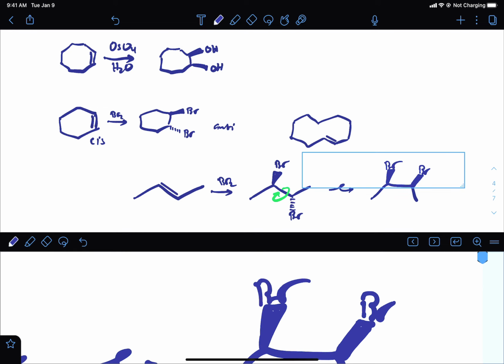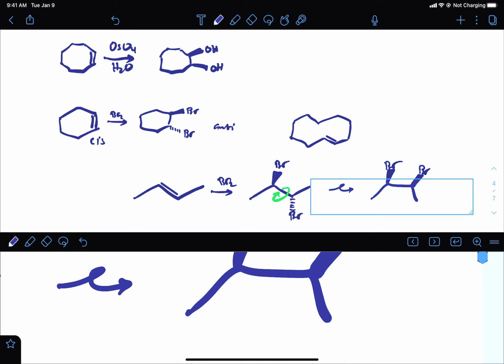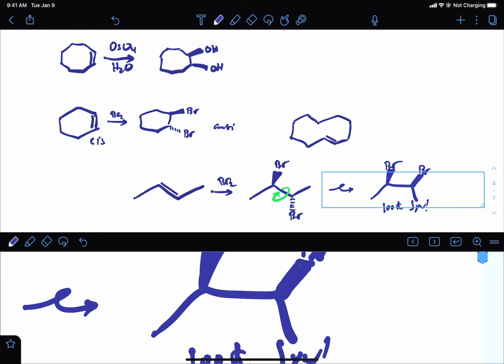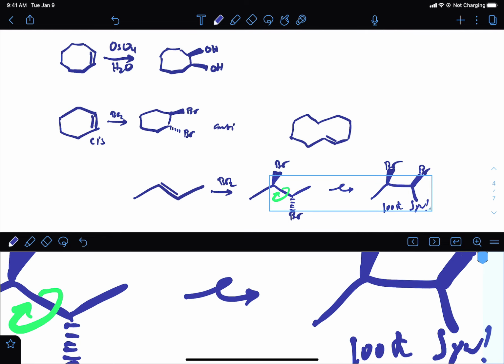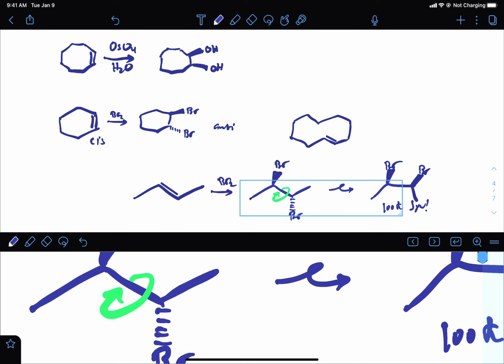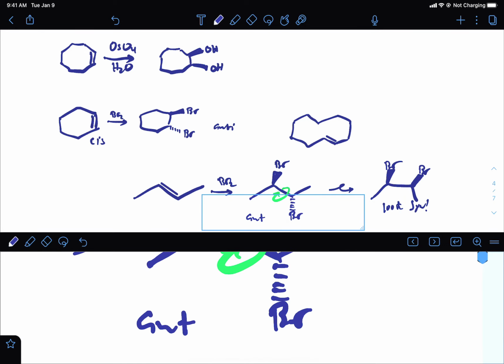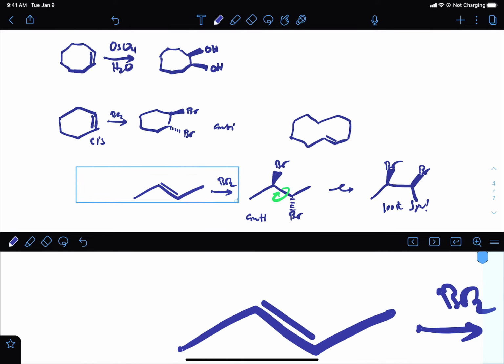Okay. So it looks like we added syn. But it really didn't, because we've rotated our bond around. Okay, we really added anti. So here, remember the bromines always add anti.